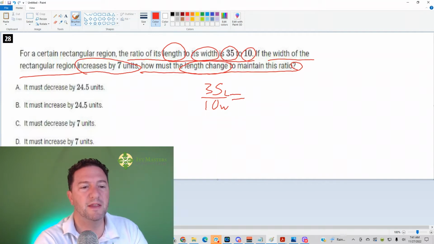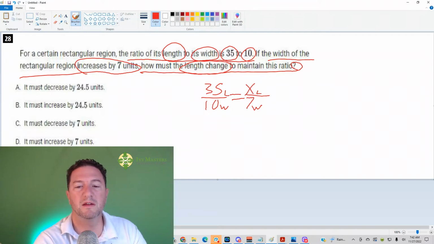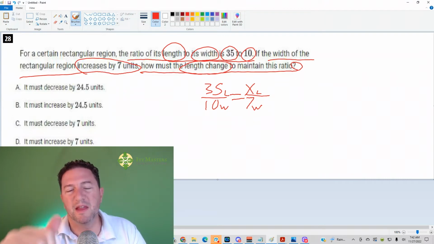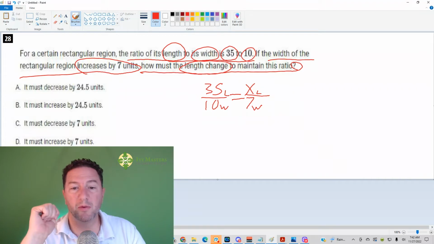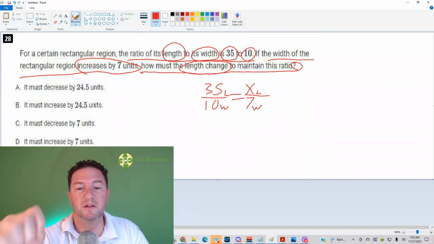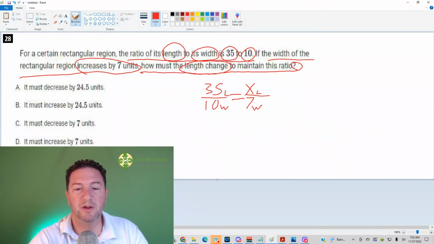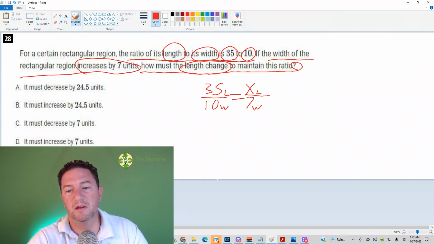Equals, and now what we've got is the width of the rectangular region increases by 7 units. So the 7 has to go on the bottom because it's a width, and the X has to go on the top because the X is a length. Now, when you're setting up a proportion, there are actually 4 different ways you could set it up, all of which are correct. One way is, as I've set it up here, 35 over 10 equals X over 7. I could also do 10 over 35 equals 7 over X.